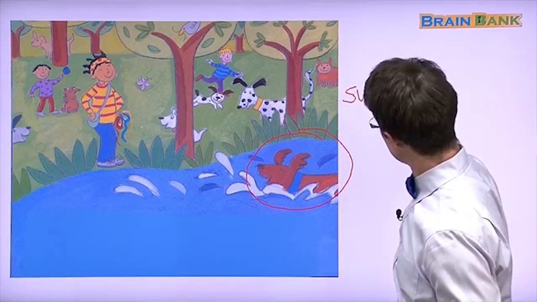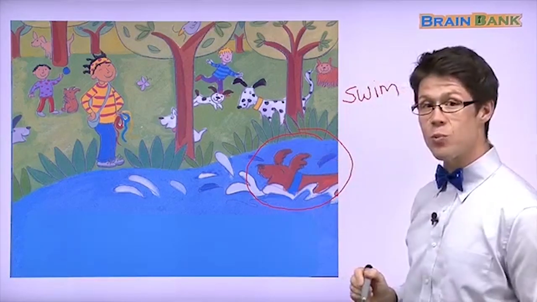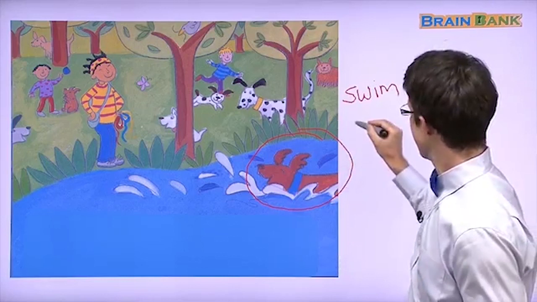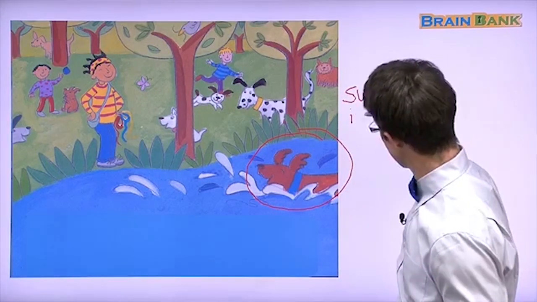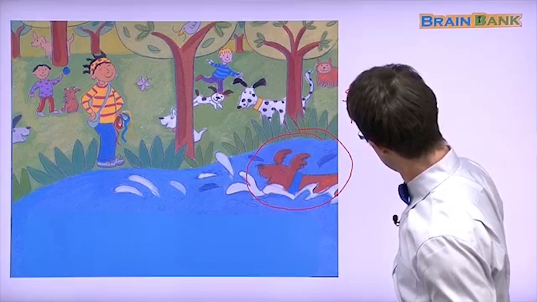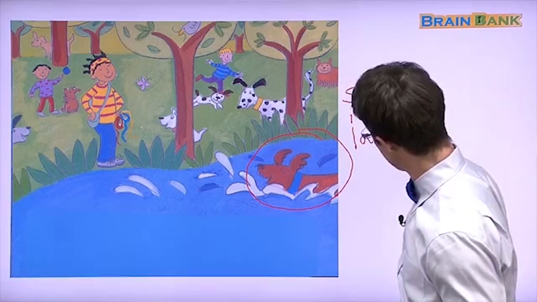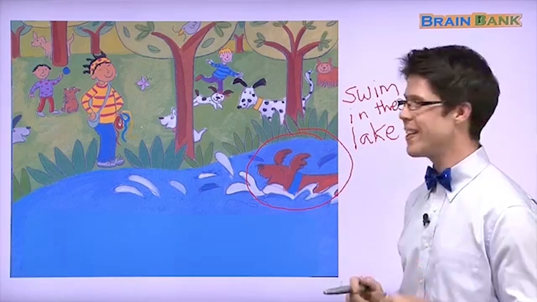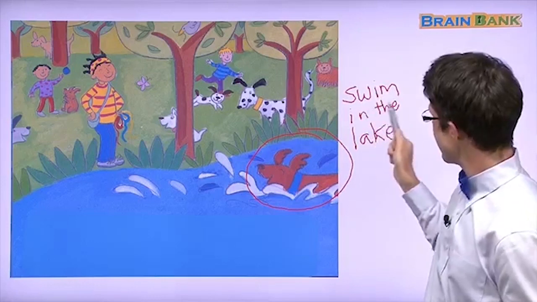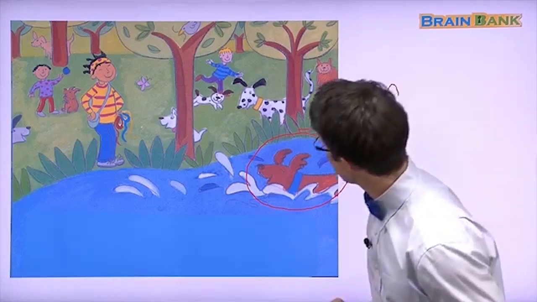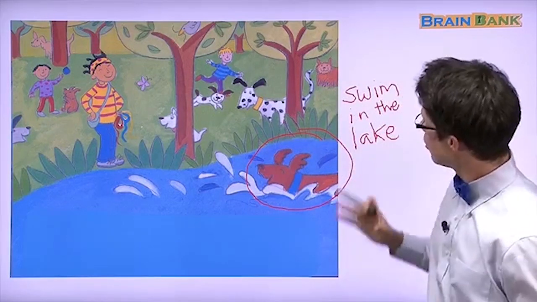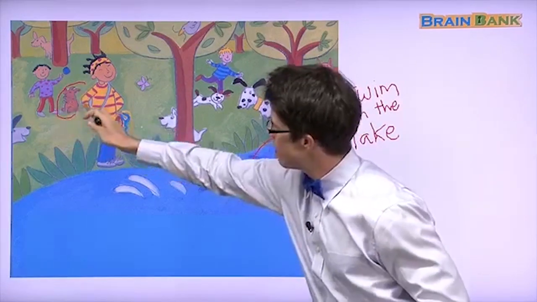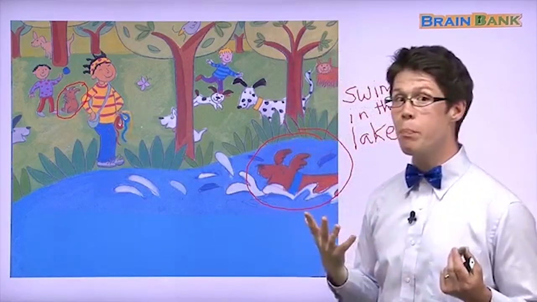Yes, the big red dog swims. 수영하다. Swim. Where does it swim? It swims in the 호수. What do we say? Lake. Yes, it swims in the lake. 호수는 lake. Say it with me. Lake. Terrific. The big red dog swims in the lake. Okay. And oh, what are the other dogs doing? Look at all of these dogs. Wow. There's a small brown dog, right? What's this dog doing? It's playing with the ball.